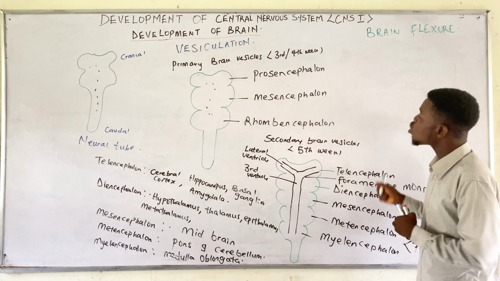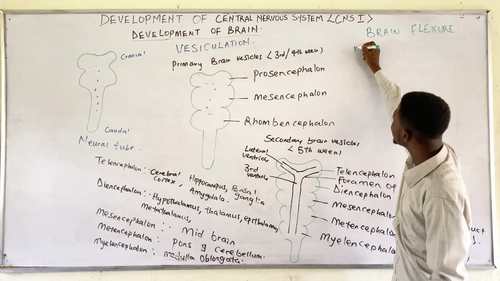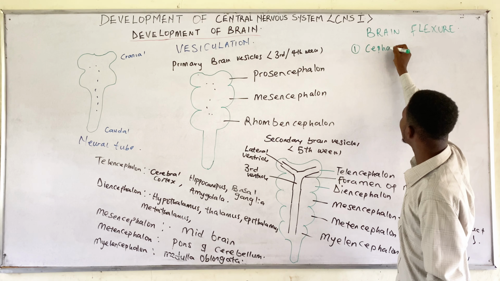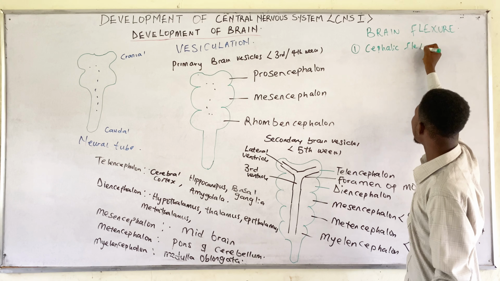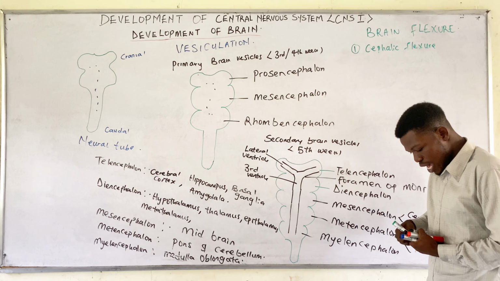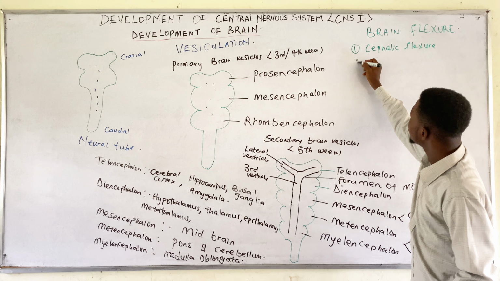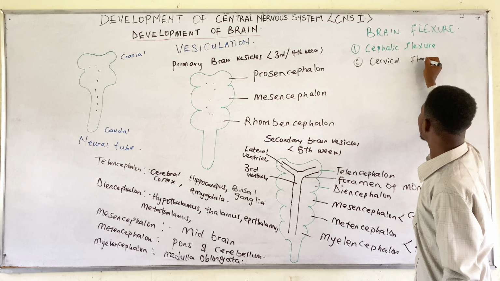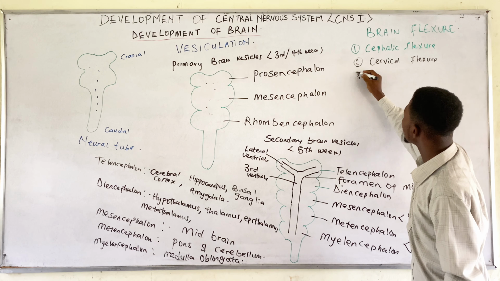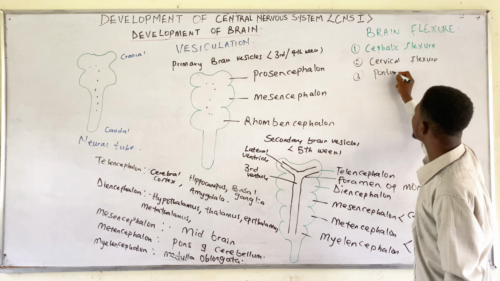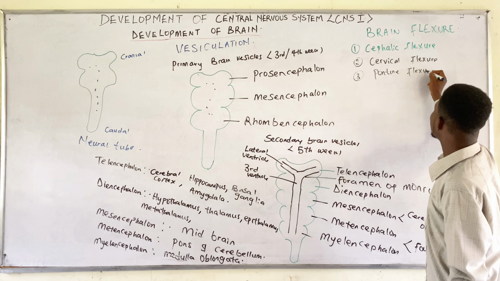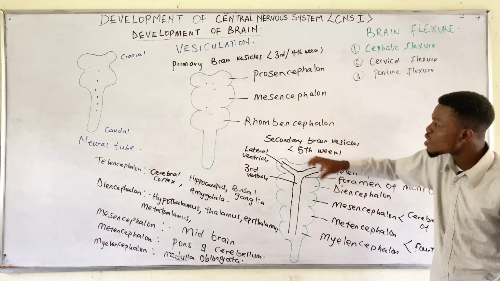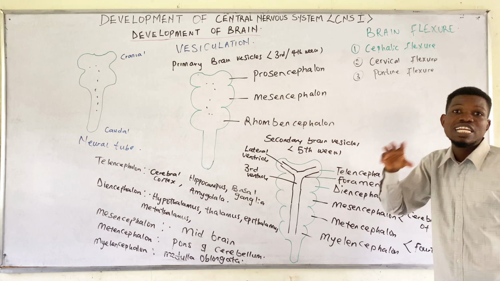What are the three brain flexures we have? We have the cephalic flexure. We also have the cervical flexure. And the last one, we have the pontine flexure. Flexures that will occur to the brain vesicle, causing this vesicle to occupy the limited space of the cranial cavity.